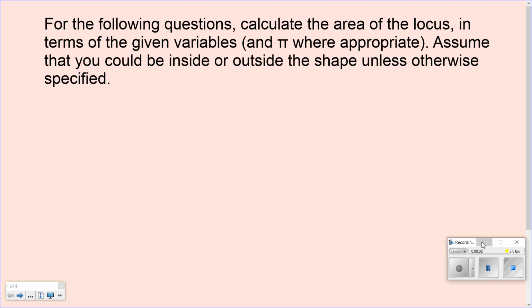Hello everyone. Going to look today at some of the challenging loci questions that we covered in class at the end of last week. For each of these questions, we're asked to calculate the area of the locus in terms of the given variables. Use pi where appropriate, obviously use pi to maintain accuracy. And you should assume that you could be inside or outside the shape unless otherwise specified.